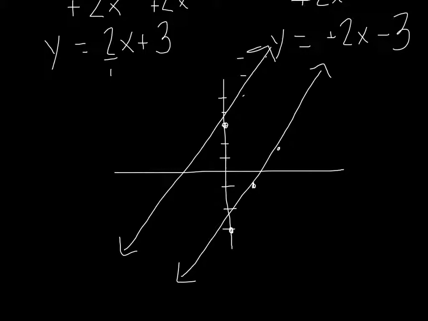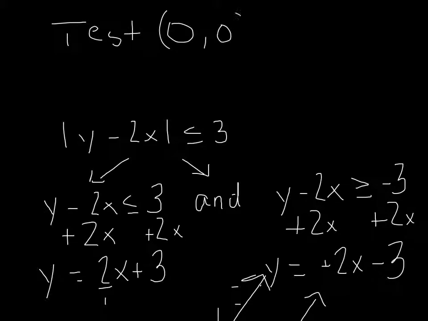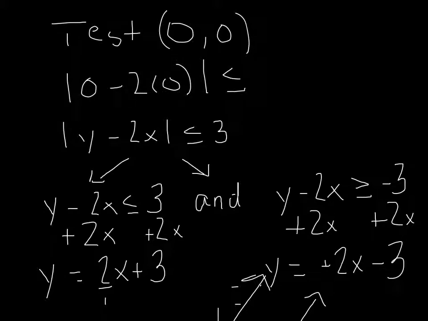Now what we're going to do is we're going to decide if the shading is in the middle in here, or if the shading is the outsides. And what we're going to do to make that decision is we go back up here and we're going to test the point 0, 0 in the absolute value. And if that comes out true, then we shade the section that contains 0, 0. So in this case I do have 0 is less than or equal to 3, which is true.